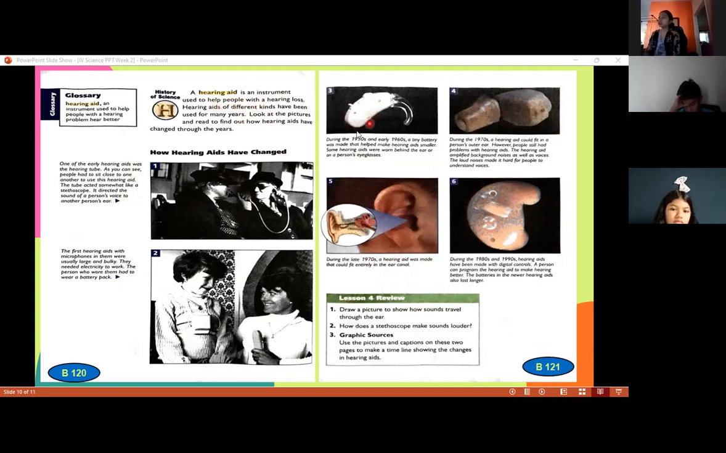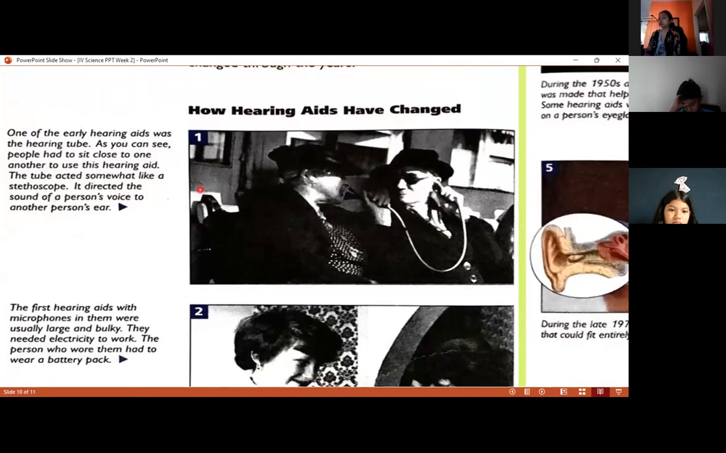So here you see the instrument, and here it's describing how it has changed over a long time. At the beginning, it was like a hearing tube. Look at this. The people have to wear a tube. And they have to sit close to one another to use the hearing aid. So the person next to the other person must use something like a microphone, and the other person is going to listen using this tube, the hearing tube. That was at the beginning, a long time ago.